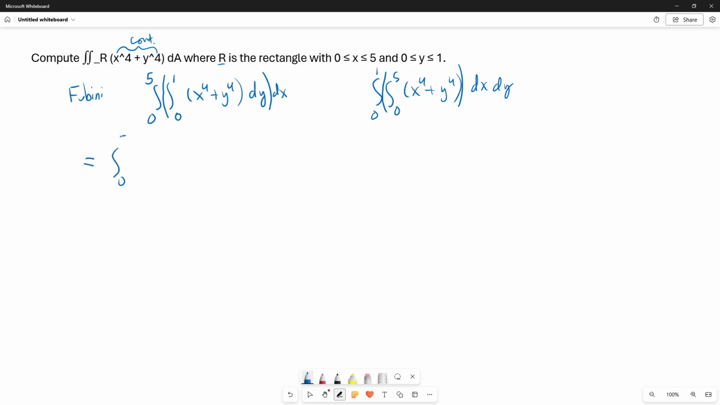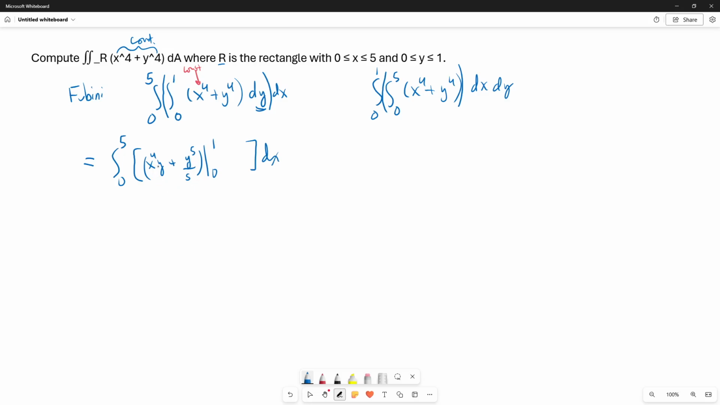So this is the integral from 0 to 5 dx of the inner integral. So this is just a one variable integral. The variable is y, which means we're treating the x to the fourth here as a constant. So the antiderivative of x to the fourth, which is a constant, is just that constant times the variable y. So x to the fourth y, and then the antiderivative of y to the fourth is y to the fifth over 5, and now here we have to use the endpoints 0 and 1.